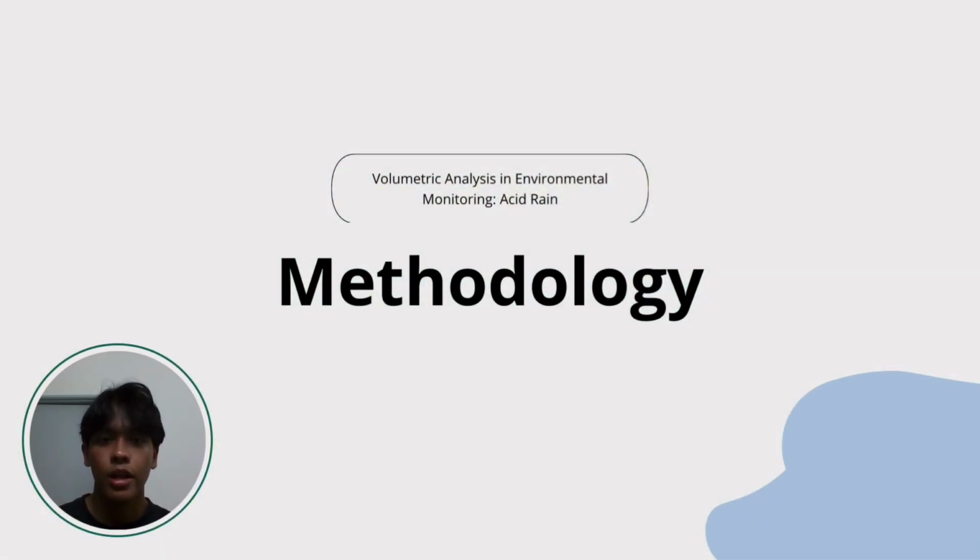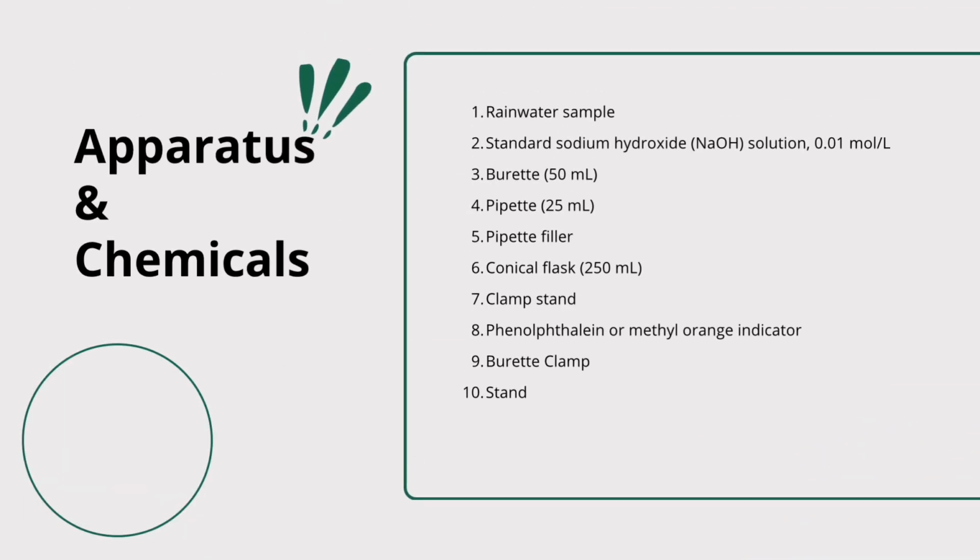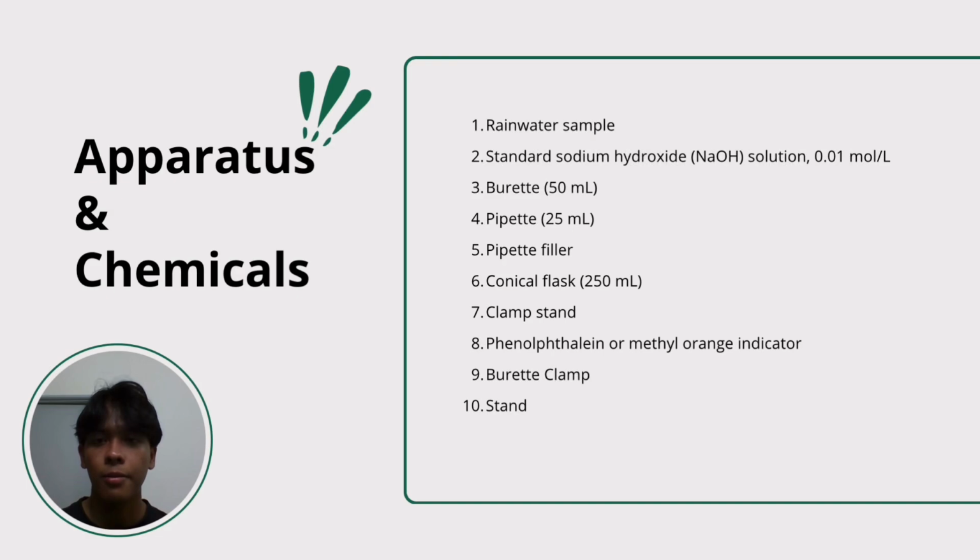Now, we will explore the methodology of this experiment. Here is the list of apparatus and chemicals used in this experiment. We have a rainwater sample, standard sodium hydroxide solution 0.01 mol per liter, burette, pipette filler, conical flask, clamp stand, phenolphthalein or methyl orange indicator, burette clamp, and burette stand.